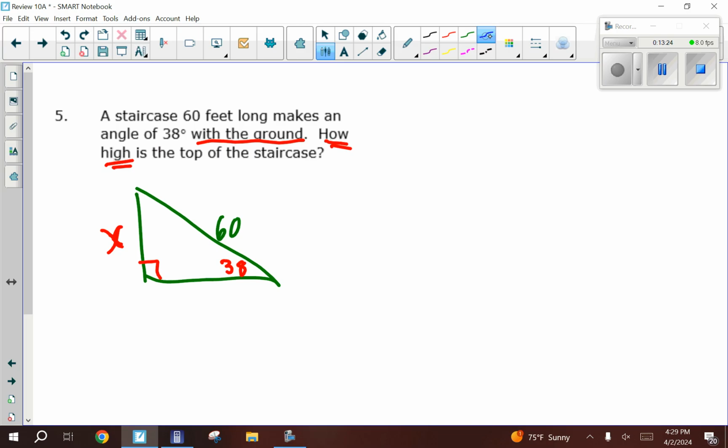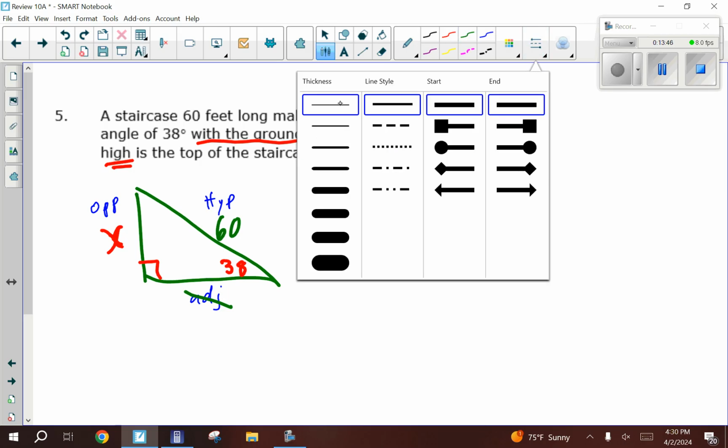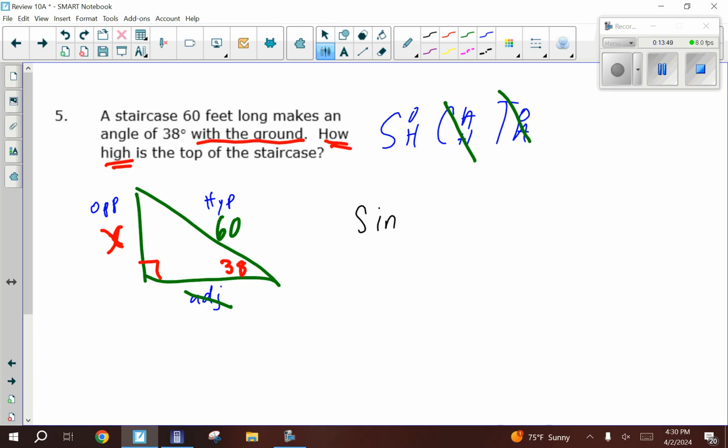So if I set up my trig ratios again, like we did on the last problem, this is the hypotenuse, this is the opposite, and this is the adjacent. So when I do my SOHCAHTOA, I have to get rid of anything that uses the adjacent side. So I don't need cosine or tangent. So that means I'm going to have the sine of 38 equal to the opposite over the hypotenuse. Put this over 1, cross multiply. So x equals 60 times the sine of 38.